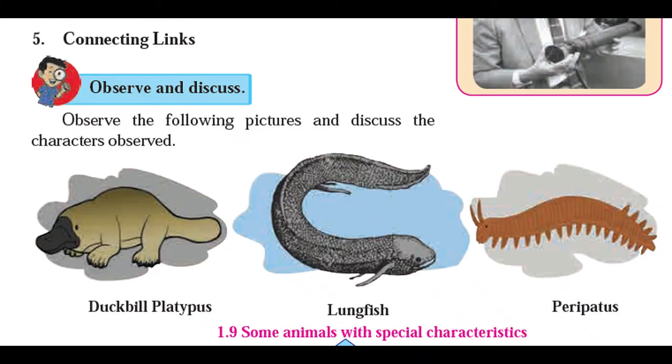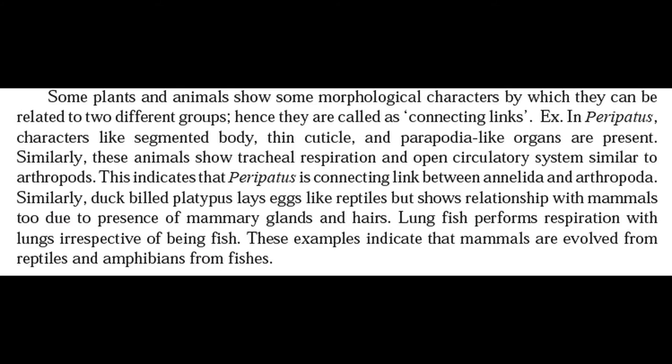The next evidence is connecting links. Now have a look at these pictures and see what you think of the characters observed in these pictures. Duckbill platypus, lungfish and peripatus. These are few animals with special characteristics. Let's go into details of these. Now some plants and animals have morphological features in such a way that they can be related to two different groups. Hence they are called as connecting links.